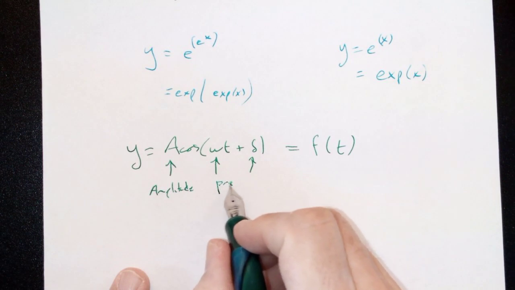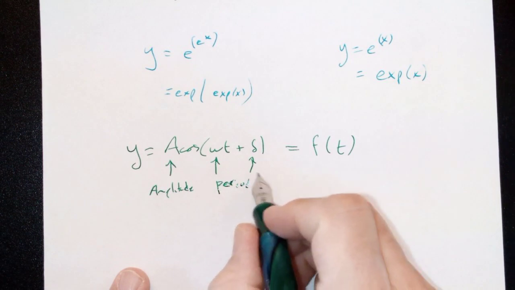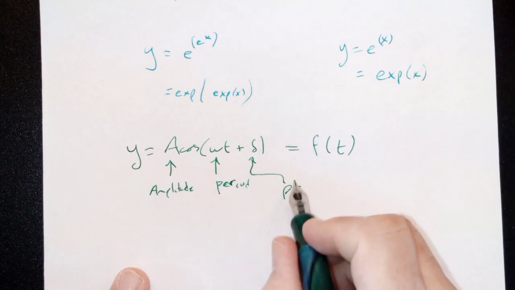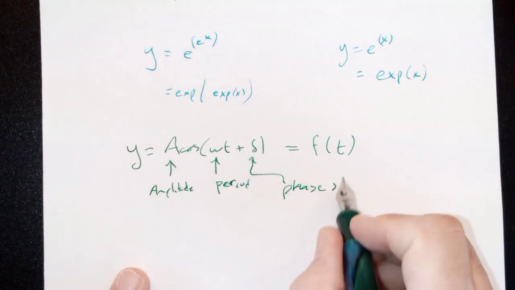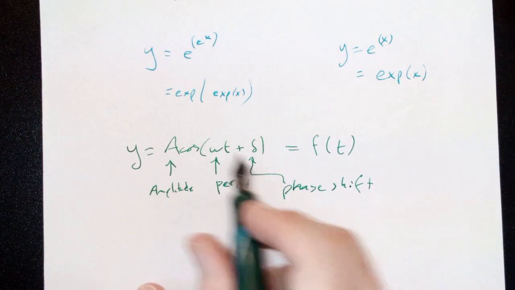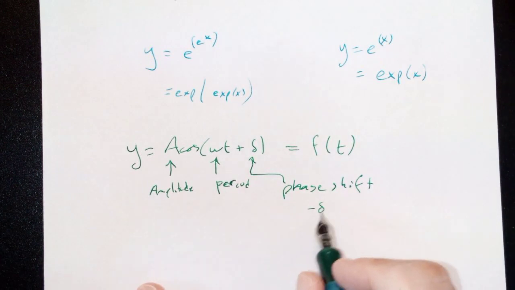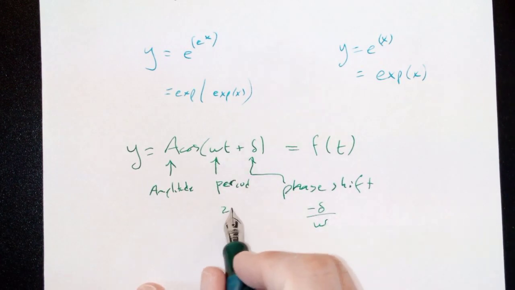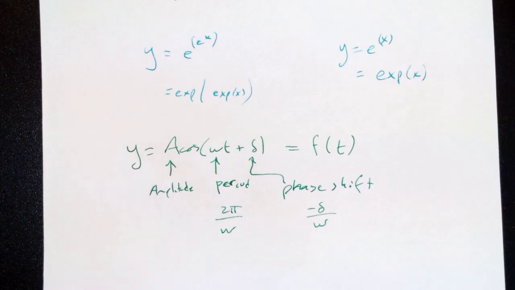This represents part of the period. This represents the phase shift. Actually, I believe it is minus delta over omega, and it's 2 pi over omega here. And the amplitude is the absolute value of A. Amplitude is telling me how big my cosine curve is, top to bottom. Period is how fast it vibrates.